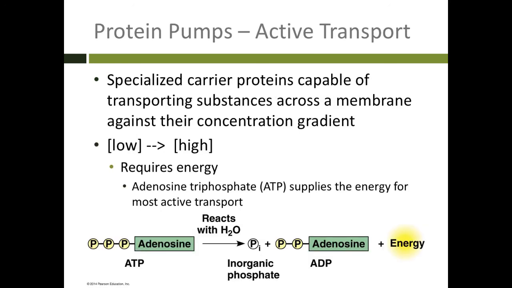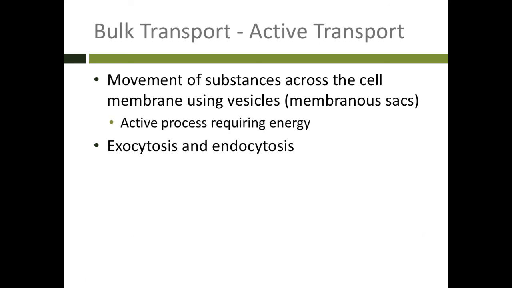Active transport involves the use of pumps, and this requires energy. And it's going to transport a substance, but in the other direction. So it's going to go against the concentration gradient. In active transport, you're going from a low concentration to a high concentration. Bulk transport is using vesicles or membranous sacs. Exocytosis is moving something out of the cell, and endocytosis is moving something into the cell.